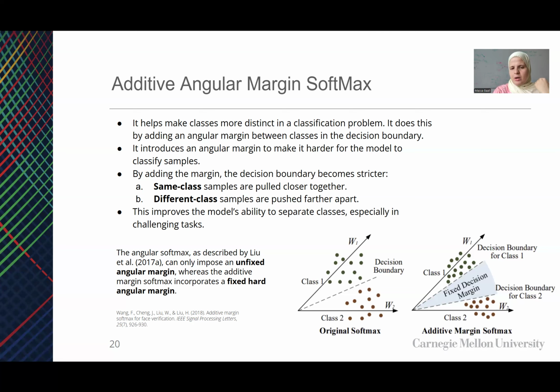If they're from different classes, they are pushed farther apart. So this improves the model's ability to separate the classes, especially in specific challenging classes. So the angular softmax, as described by Liu et al., can only impose an unfixed angular margin, whereas the additive margin softmax incorporates a fixed hard angular margin. So this is the exact difference between the angular margin and the additive angular margin.